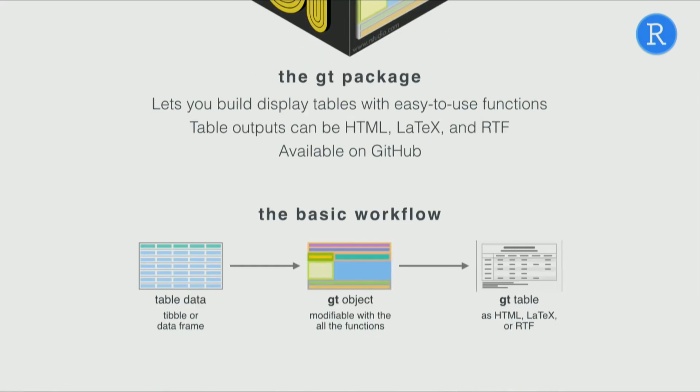So the package is available on GitHub. It's going to be a while until we get it on CRAN. We just really want to get the internals right. So the basic workflow is you got just table data. That's going to be a tibble or a data frame. And you introduce it to GT, and it becomes a GT object. And you can use all the functions inside GT. There's lots to modify the table. What you get in the end is a GT table. And that, again, is HTML, LaTeX, or RTF. That could be done in R Markdown. It could be done in the console, wherever.